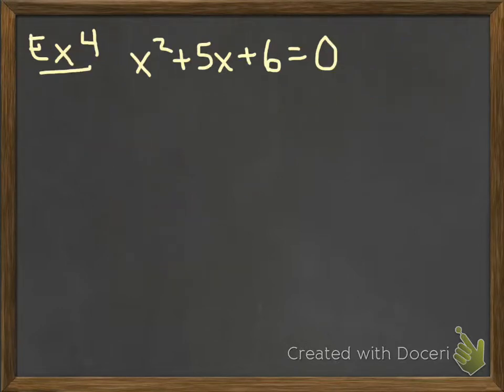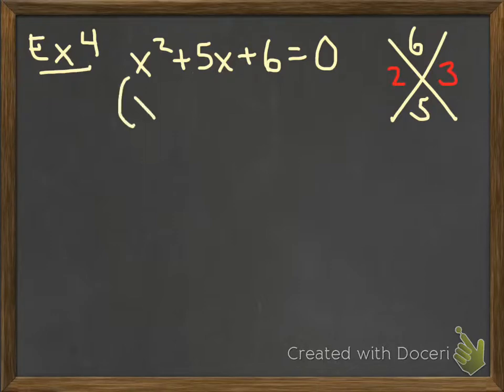Okay, example 4. X squared plus 5x plus 6 equals 0. It's not in product form, it's not factored. So you have to factor it first. Step 1, look for a greatest common factor. There isn't one. Step 2, is it a difference of squares? No. Step 3, does it have 3 terms? Yes. So we have to do a diamond. 6 goes on the top, 5 goes on the bottom. The two numbers that multiply to 6 and add up to 5 are 2 and 3. So now I can have my factors. This is x plus 2 times x plus 3 equals 0.